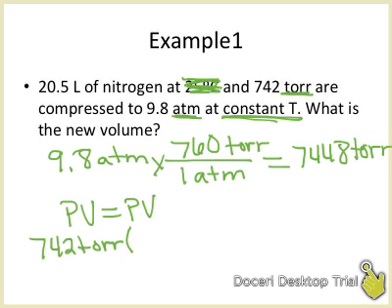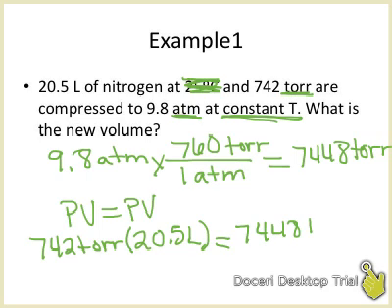So then we're going to times it by our volume, which is 20.5 liters. This is going to equal our second pressure, which we just found to be 7,448 torrs. And we're going to times that by our second volume, because that is what we were solving for, right? So then we do the fun math. We're going to do 742 times 20.5, and then we're going to divide it by 7,448 to get a volume of 2.0 liters.